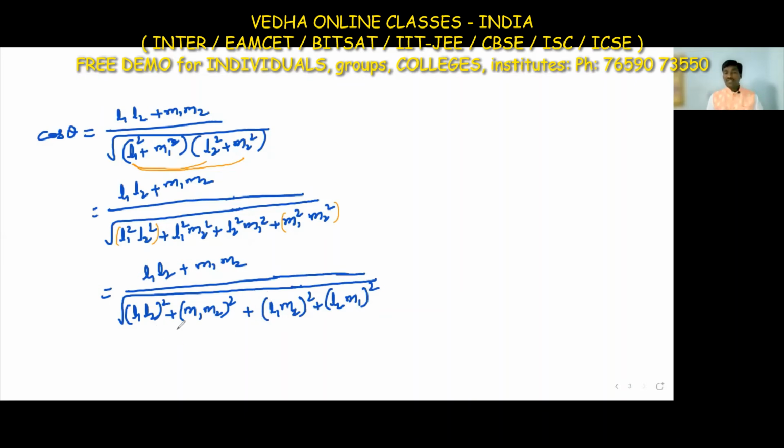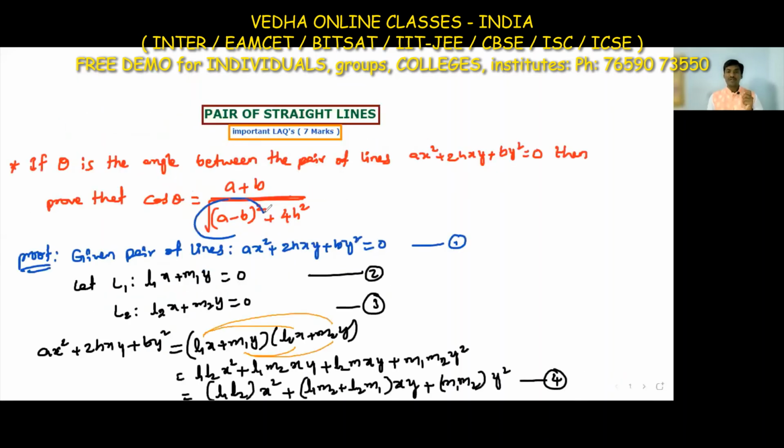Now we have A square plus B square. What is missing? 2AB is missing. L1 L2 is the A value, M1 M2 is the B value. A square plus B square we have, but I want the minus 2AB, so that I can write it in the form of A minus B whole square. So I want the minus 2AB term.